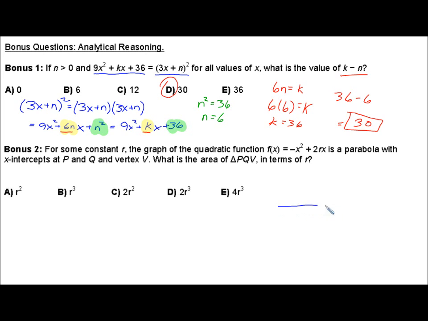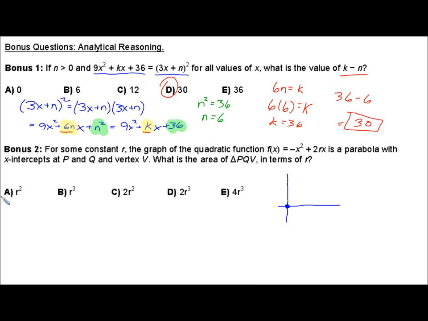The a value is negative 1. The value in front of x squared is negative 1. So my parabola is going to open down. It's going to be concave down, meaning my vertex is going to be a maximum value. If you notice, there's no constant term on this, so that means I must have an x-intercept of 0.